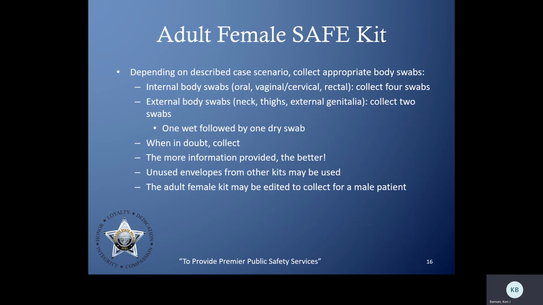Let's talk about some of the contents for the adult female sexual assault forensic evidence kit. Depending on the described case scenario provided by the patient, collect the appropriate body swabs. If you are collecting internal body swabs, for example, oral, vaginal, cervical, and/or rectal, collect 4 swabs. If you are collecting external body swabs, for example, neck, thighs, and/or external genitalia, collect 2 swabs, 1 wet swab followed by 1 dry swab.